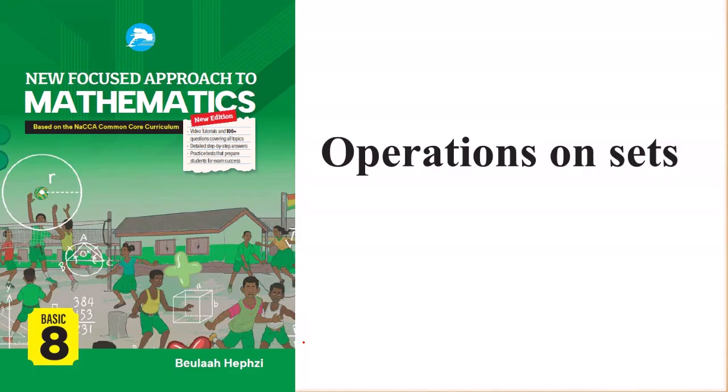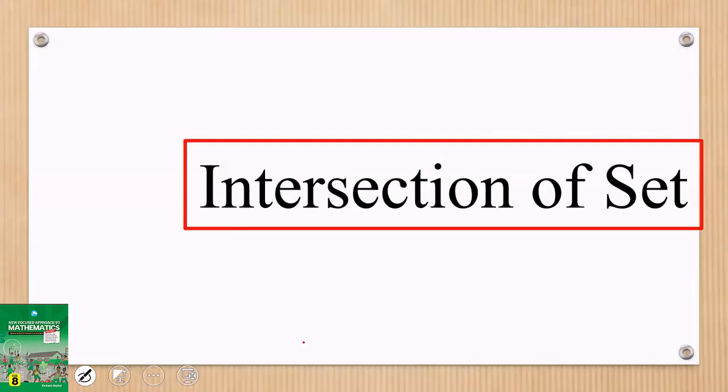In this lesson, we are looking at operations on sets. This lesson can be found on page 35. With operations on sets, we'll be looking at intersection and union, and then we'll take a few examples. So let's look at intersection. Operations on sets have to do with intersection and union, where we bring two sets together.